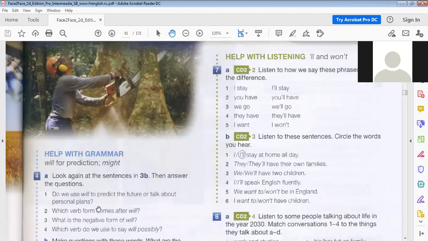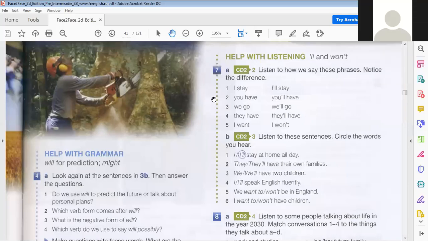Track 2. 1. I stay. I'll stay. 2. You have. You'll have. 3. We go. We'll go. 4. They have. They'll have. 5. I want. I won't.